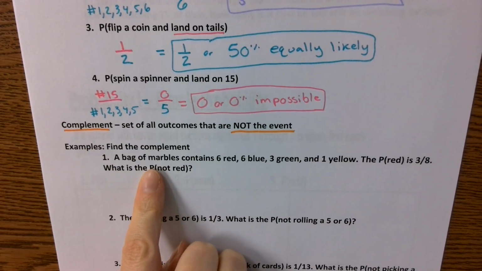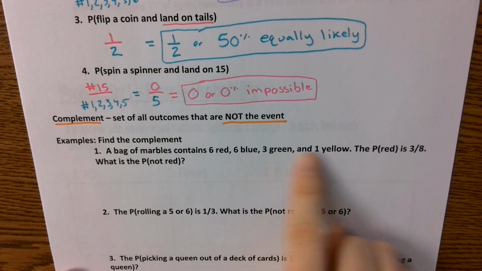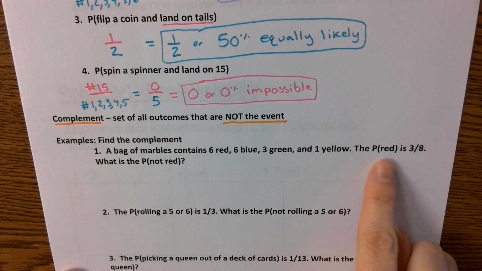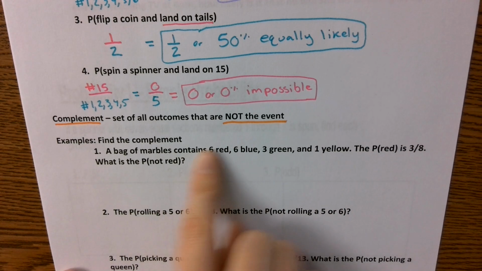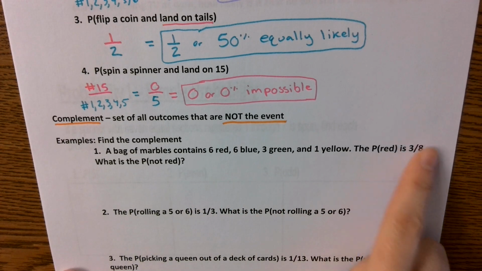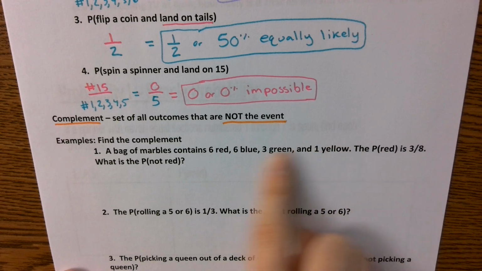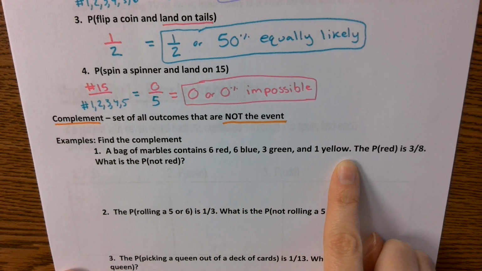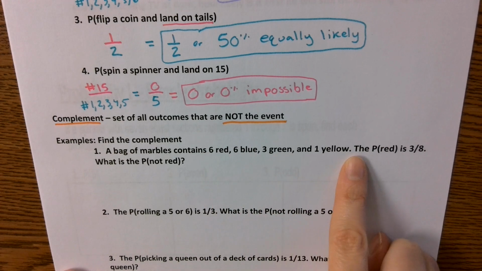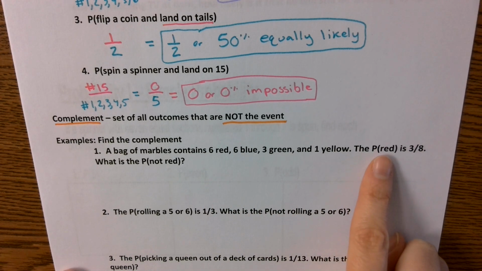So taking a look at problem 1, we have a bag of marbles: 6 red, 6 blue, 3 green, and 1 yellow. They've already calculated the probability that red is going to occur. Red will occur 3 out of 8 times. Even though we have more than 8 marbles and more than 3 reds, it would be 6 over 16, because if you add all these marbles together, you get 16. 6 over 16 simplifies to 3/8. So 3 out of 8 is the probability of red.